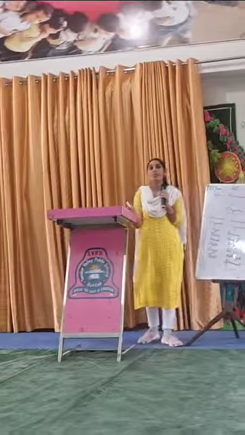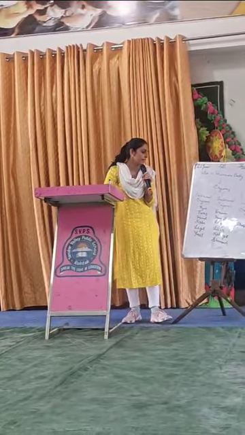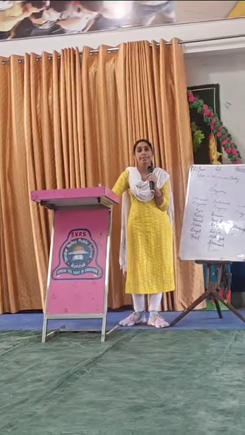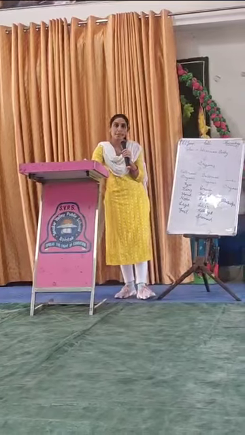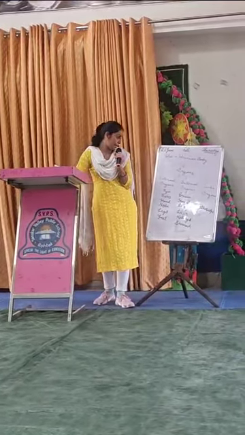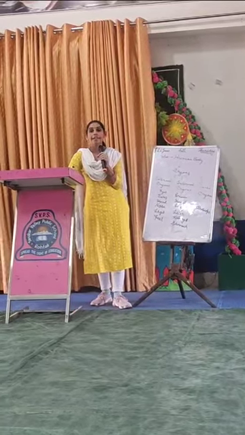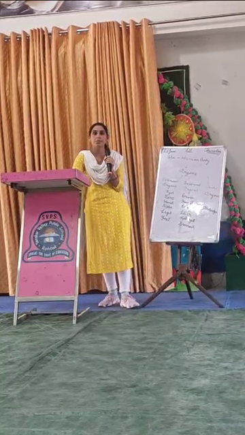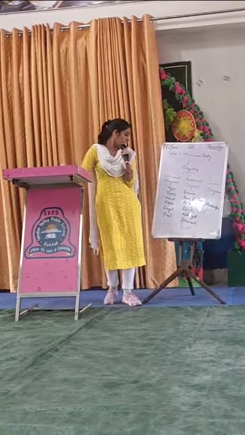Now we will discuss about lungs. We have two lungs, and these lungs help us in breathing. When we breathe in, we inhale oxygen, and when we breathe out, we exhale CO2, carbon dioxide. And from where do we get oxygen? We get oxygen from trees and plants. So that's why we say plant more and more trees, because plants and trees give us oxygen.